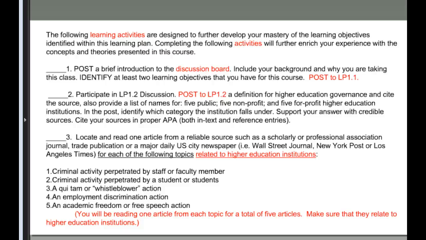And the 5 topic areas are criminal activity perpetrated by staff or a faculty member, criminal activity perpetrated by a student or students, qui tam or whistleblower action, and employment discrimination action, and academic freedom or a free speech action. Now remember, when you're looking at these articles or cases, that they have to have a relation to higher education institutions. So make sure that you're looking for cases that involve universities.